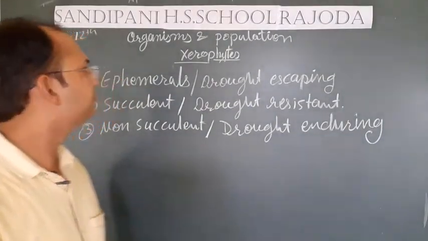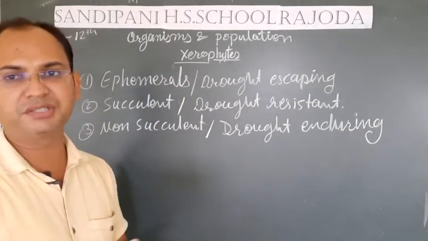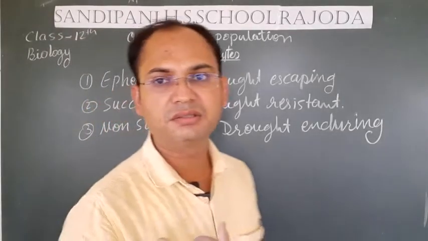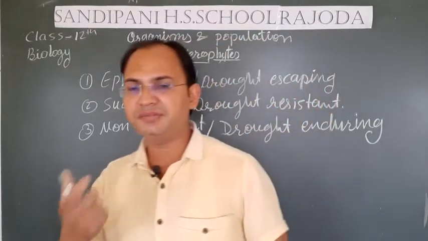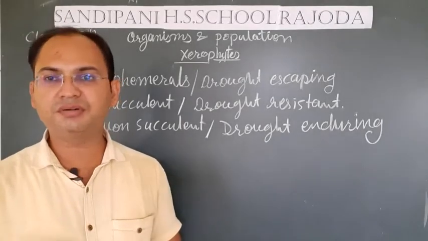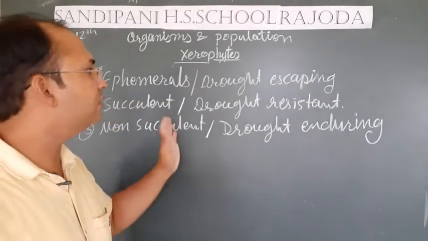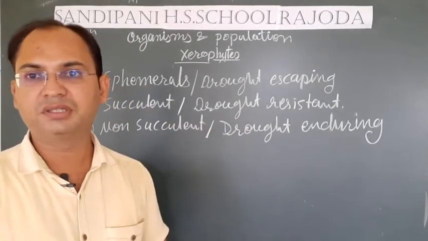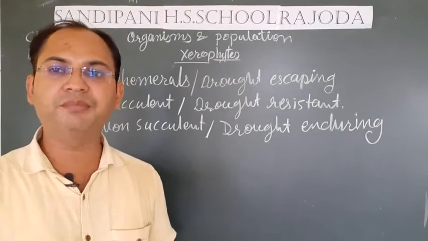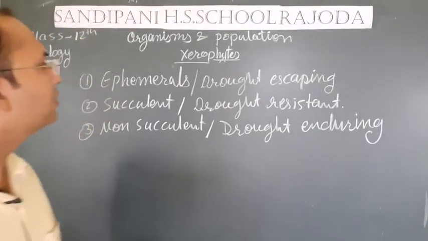The first one is ephemeral or drought escaping plant, which escapes the drought conditions. These plants, students, have a very short lifespan, that they complete their life cycles in a very few days and before the 6th to 9th month of the drought conditions. During the drought conditions, they remain in the form of the seed. Their seed coat is very thick, that saves the embryo from the drought conditions or from the high temperature conditions.